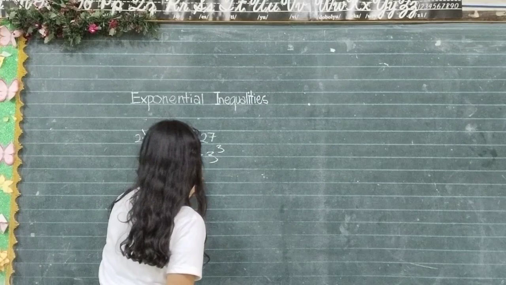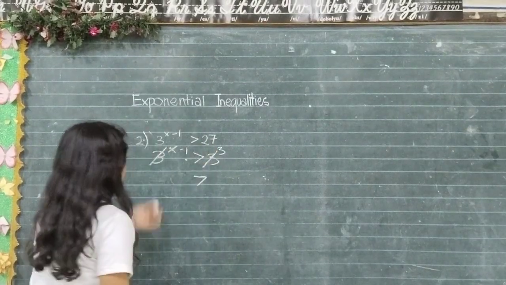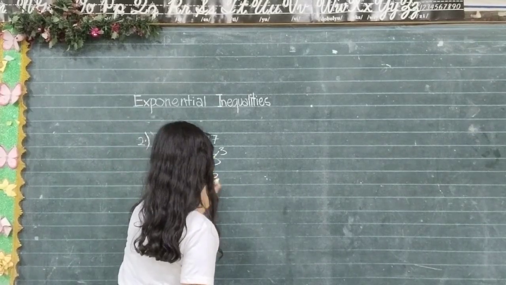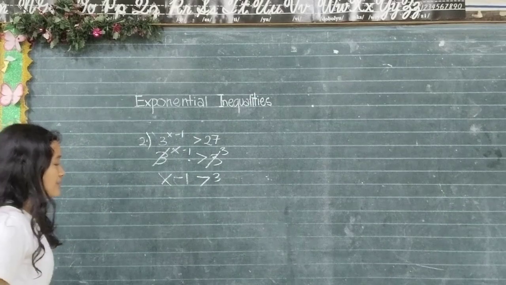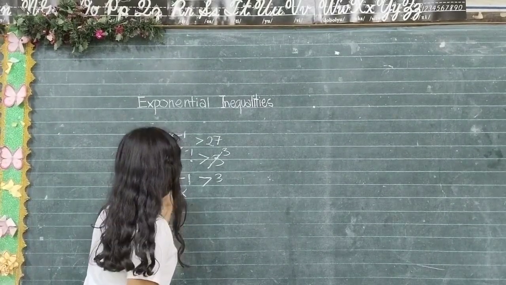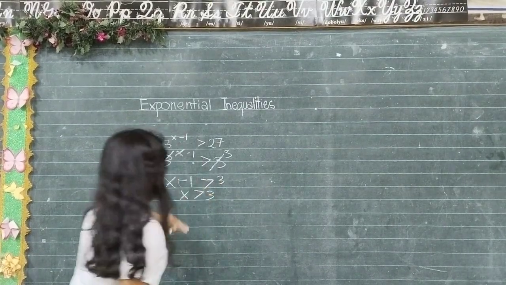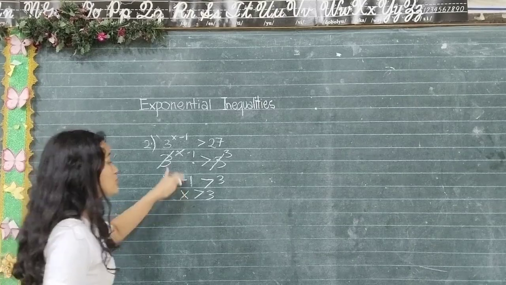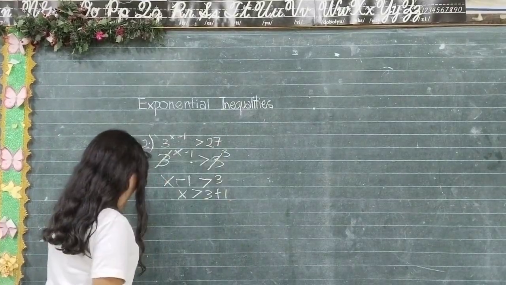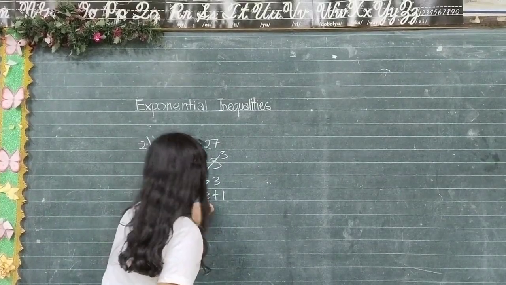Next, we cancel the base. So, what remains is x minus 1 greater than 3. What we do next is transpose the 1 to the other side. Since it is negative here, it becomes positive on the other side. So, positive 1. So, the answer is x is greater than 4.